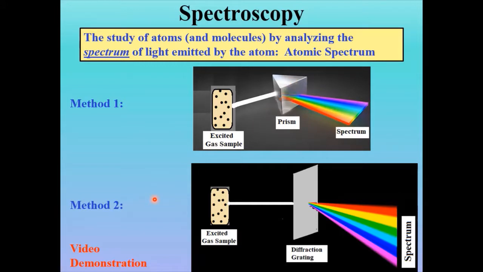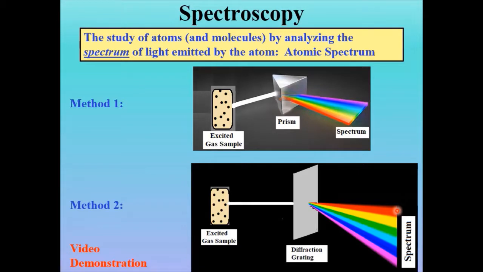More often, the second method is used where instead of a prism, the only difference here is the light from our excited sample of gas again is sent through something called a diffraction grating. And this will be explained in the video we're going to watch. But basically the diffraction grating acts just like a prism, and its job is to separate the light into the various colors that comprise the light coming out of the gas. And again, this separation of colors is called the spectrum of the light.